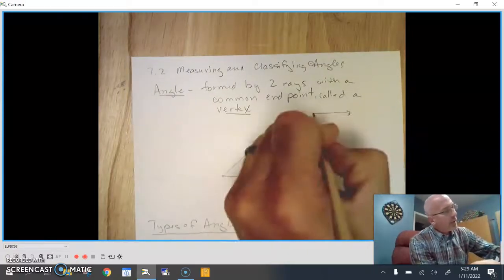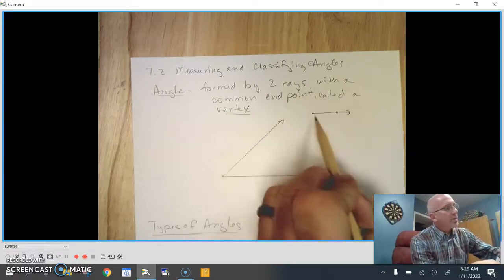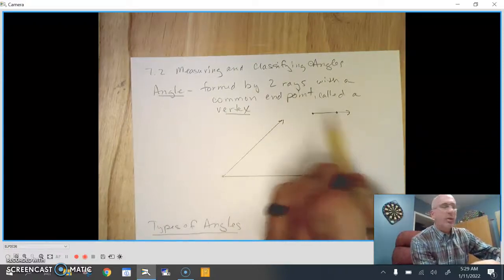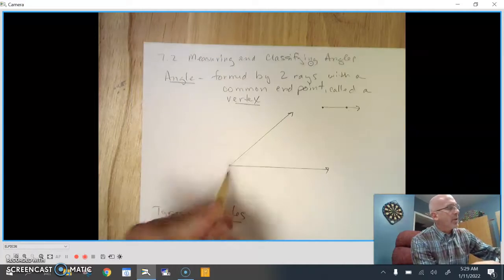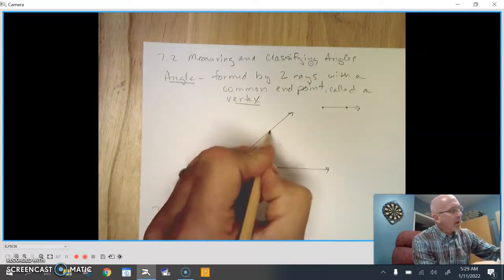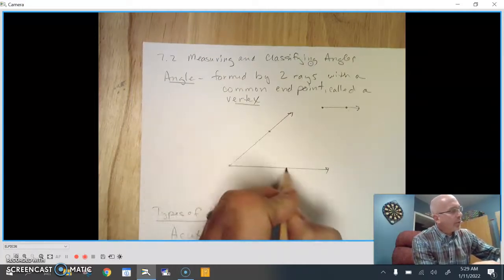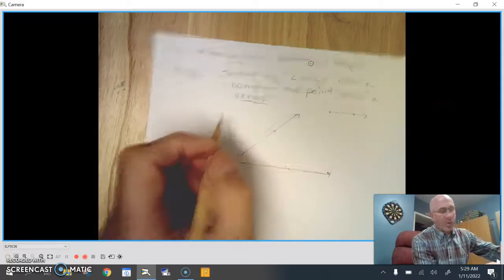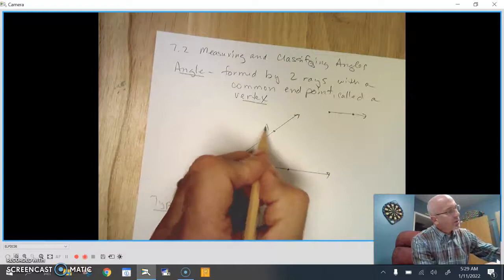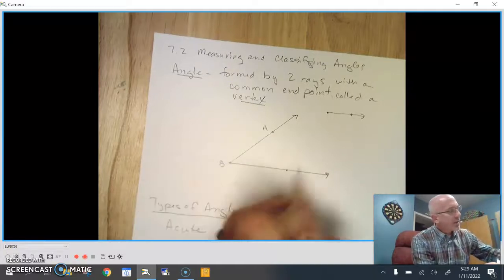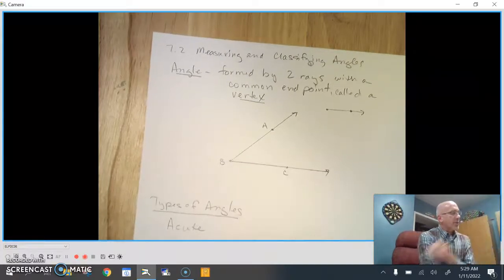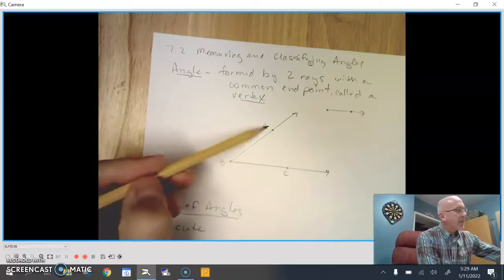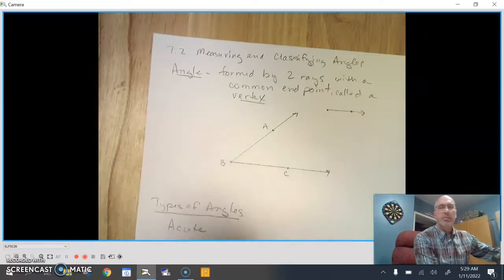Now, remember when we name a ray, we have 2 points, and we use both these points to name them. We're going to do the same thing with an angle. We're going to put another point on each of the rays, and we are going to label them. We're just going to give them a name. Each of them, so we're going to say this point is going to be A, this one's going to be C, this one's going to be B.